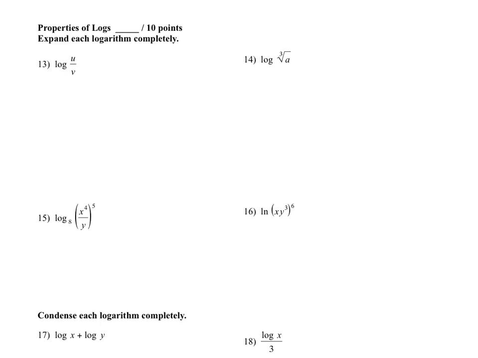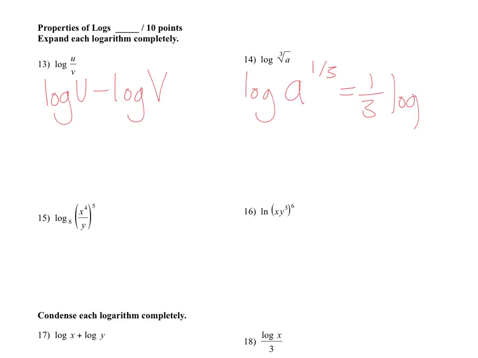Now we got some log properties. The first 4 we're asked to expand, and then we're asked to condense. First one, we're dividing here, so this is going to be log u minus log v. Second one I'm going to rewrite as log of a to the 1/3, and then I'm going to bring that out front. 1/3 log of a.